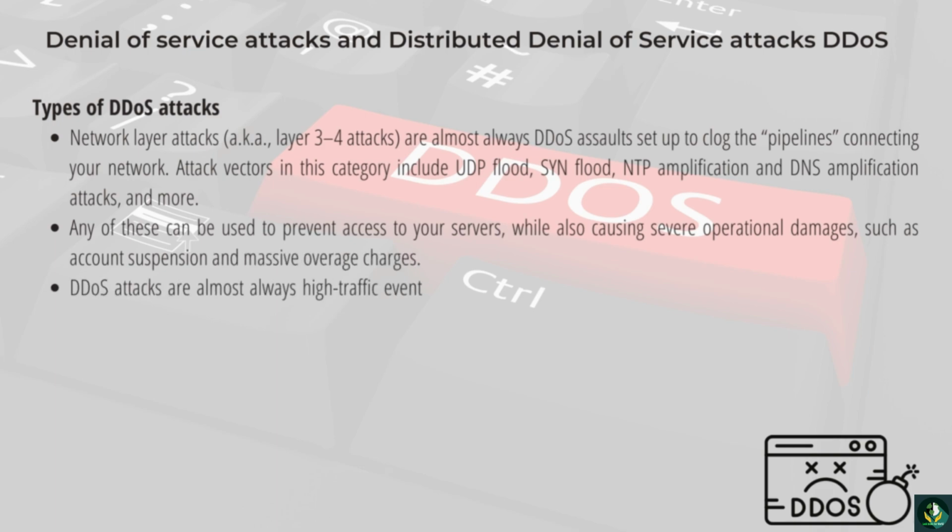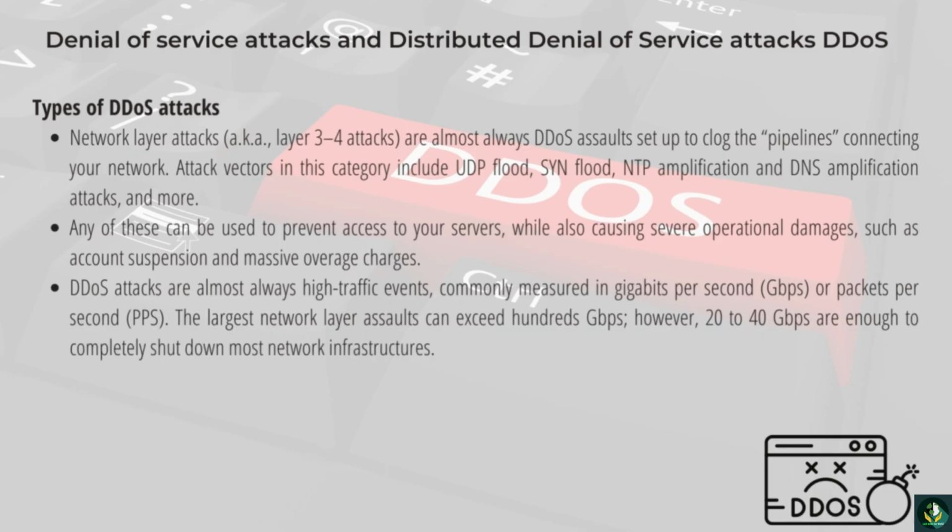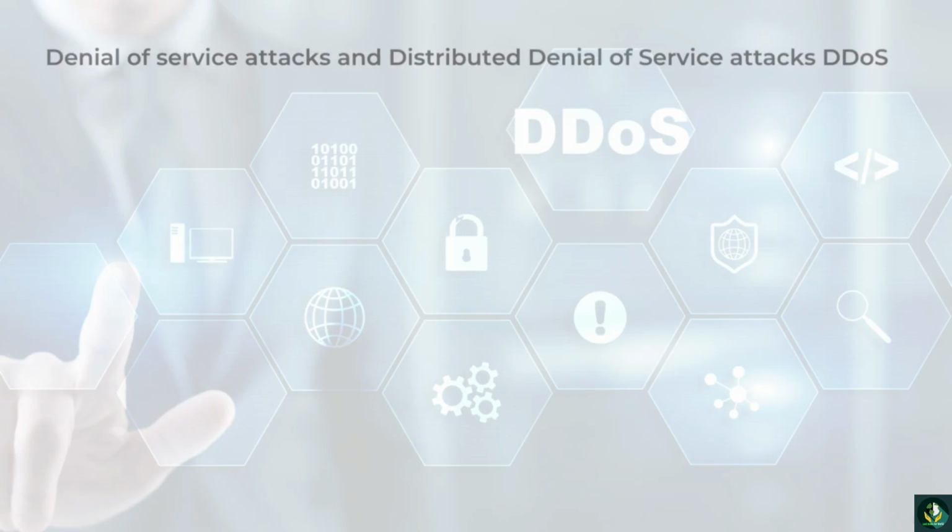DDoS attacks are almost always high-traffic events, commonly measured in gigabits per second, Gbps, or packets per second, PPS. The largest network layer assaults can exceed hundreds of Gbps. However, 20 to 40 Gbps are enough to completely shut down most network infrastructures.